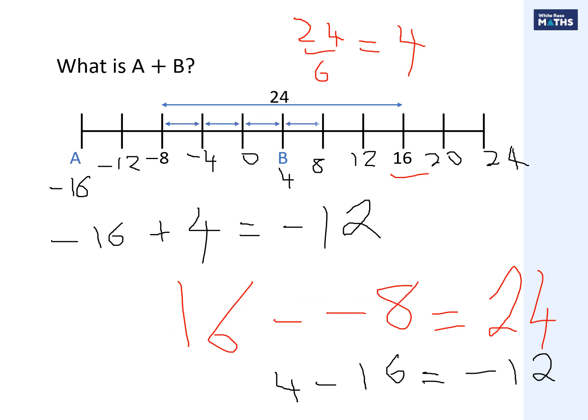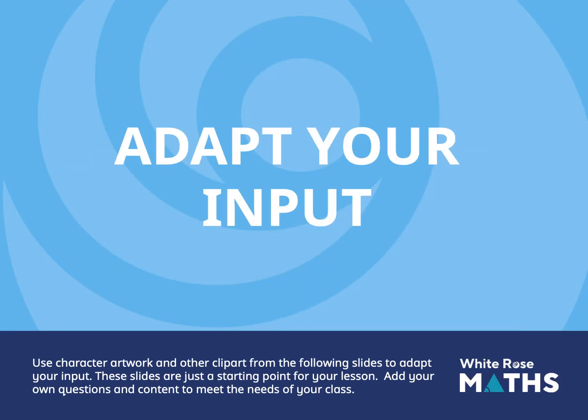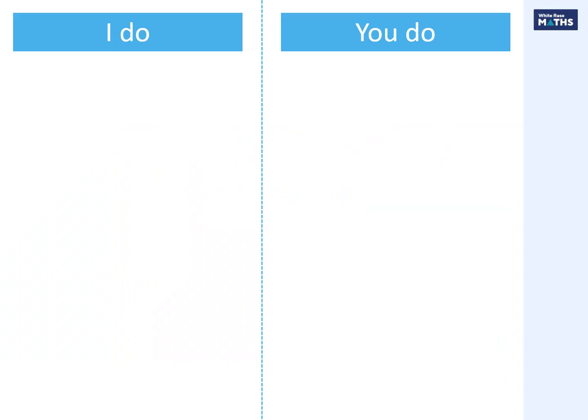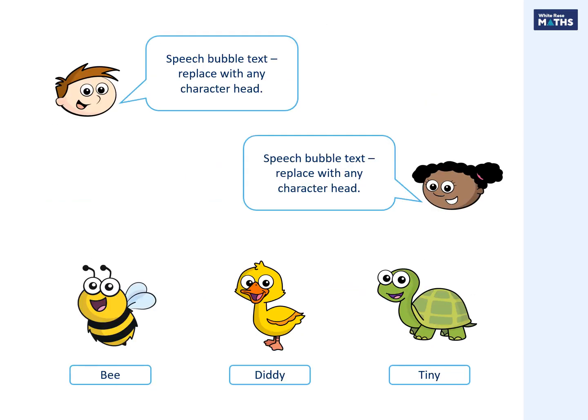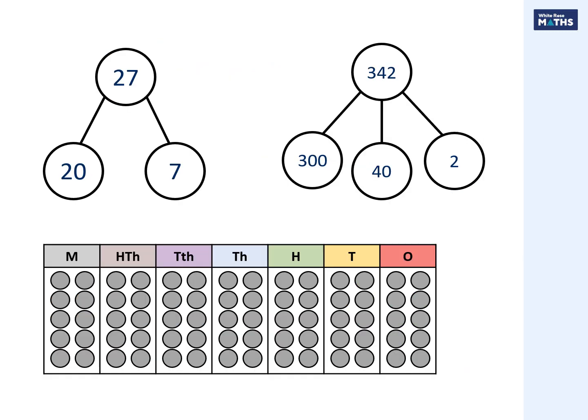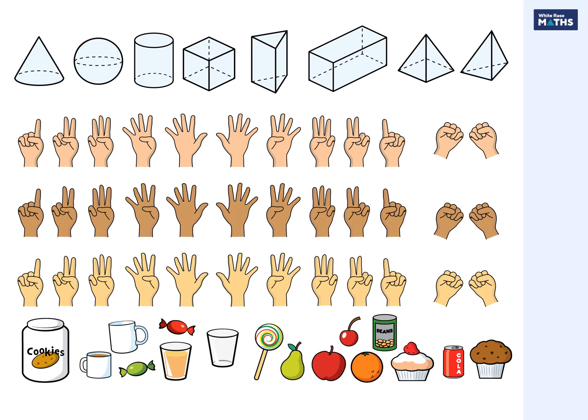The 24 is equal to 6 jumps. Okay, there we go. Okay, next part. Okay, so adapt your input. Okay, this is the next part. Okay, so what's it actually doing here? This is just some more practice. I think, yeah, more practice. Okay, and these are other like key stage 2 topics that you may look at.